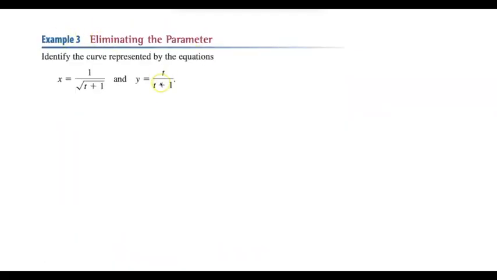Now this has 2 t's and this has 1 t. When we eliminate the parameter, we just want to get rid of all the t's. We're going to solve for t in one of them and then plug it into the other one. In this case, I'll suggest here because there's only 1 t. We're going to go down there. We're going to try to get that t by itself.